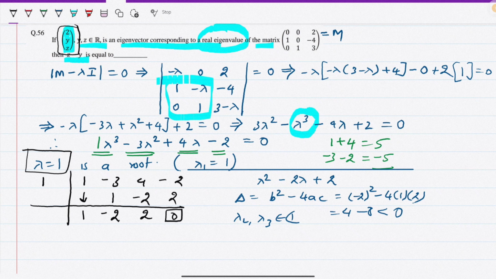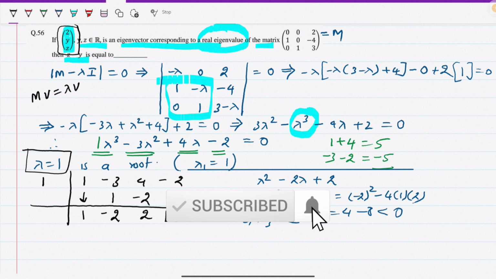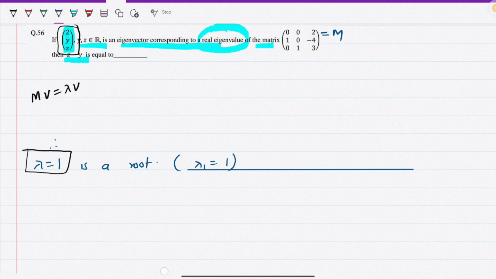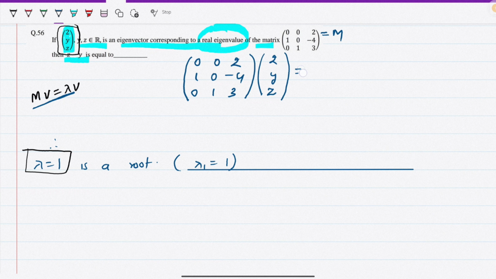Now we are going to solve the equation M times v equal to lambda times v, and try to find the values of y and z to get the value of z minus y. So consider the equation Mv equals lambda v, which gives us the matrix 0, 0, 2, 1, 0, negative 4, 0, 1, 3 times v, which is 2, y and z, equal to lambda times v. Since lambda is 1, this will be equal to v, that's 2, y and z.